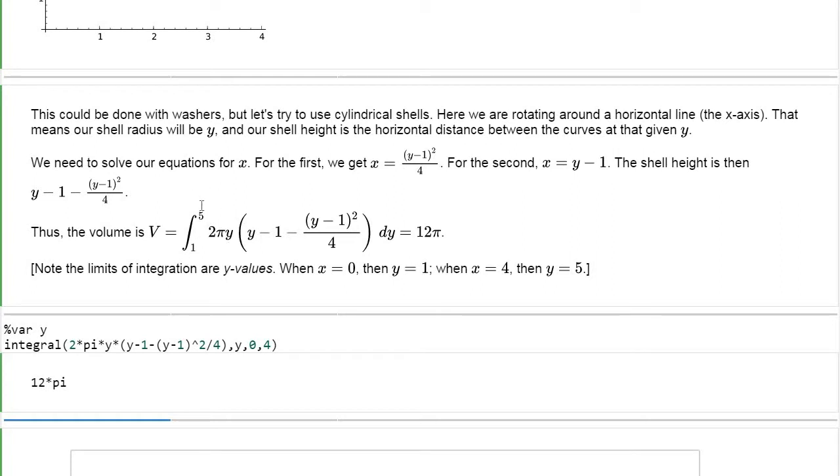Make sure you change these limits of integration though to y values. Okay, don't use x is 0, x is 4. That's not the right limits of integration.